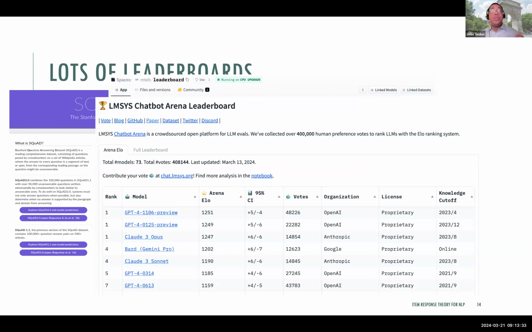And in this tutorial, we'll show you about how, using item response theory, we can integrate this method and do some different ways of seeing leaderboards that we think will be helpful in the future.